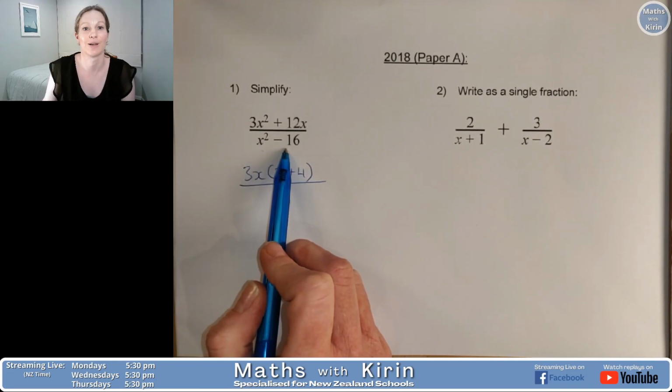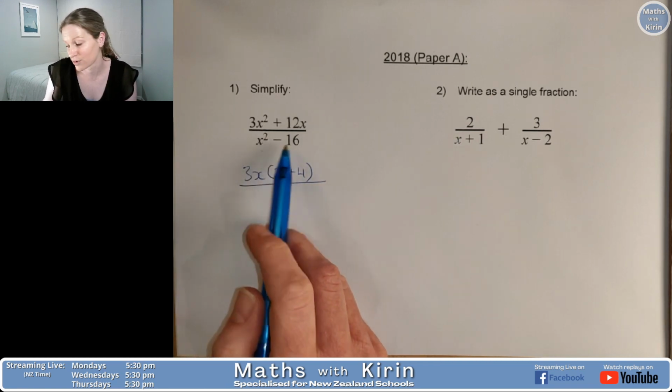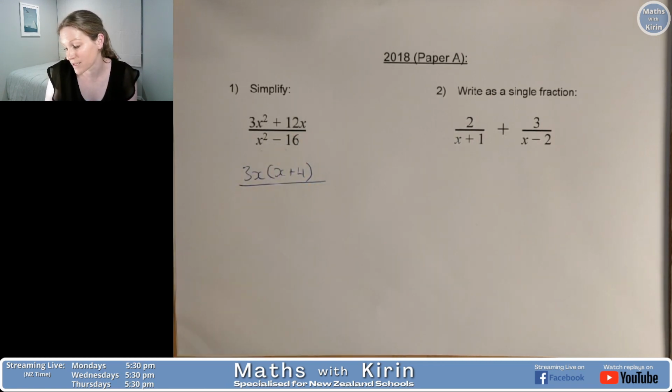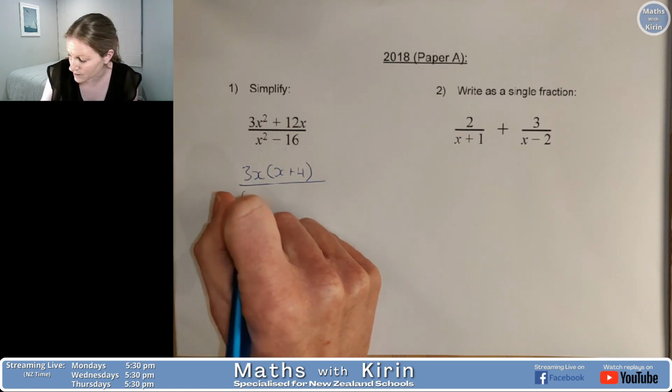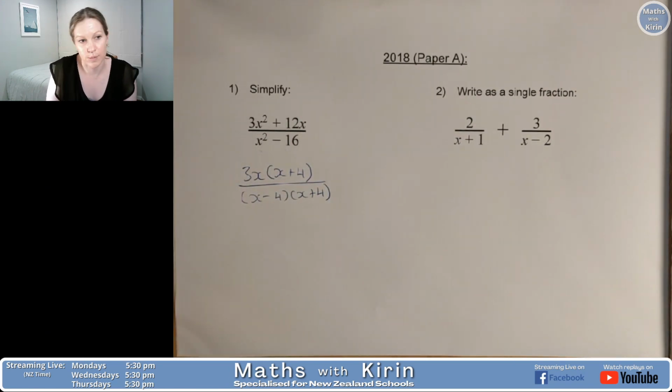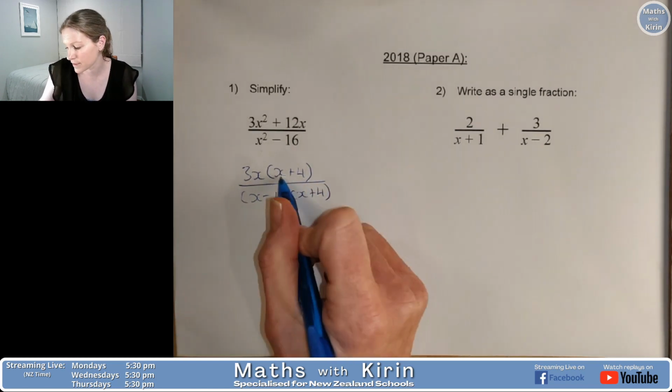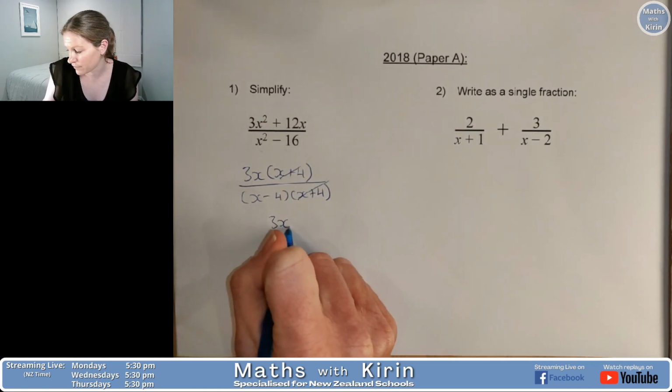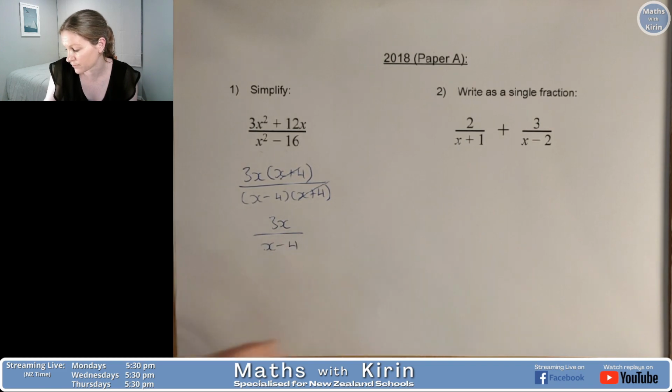Hopefully these are becoming a little bit more familiar now. That's that difference of 2 squares. So multiply to give negative 16, add to give 0, x minus 4, and x plus 4. Cancelling out our common factor, we're left with 3x over x minus 4.